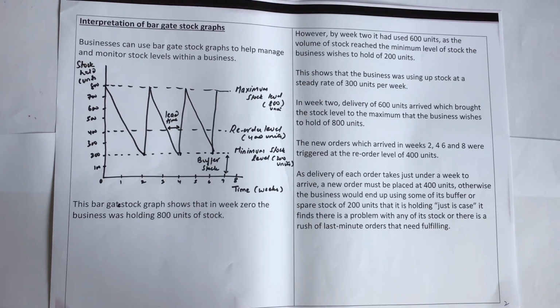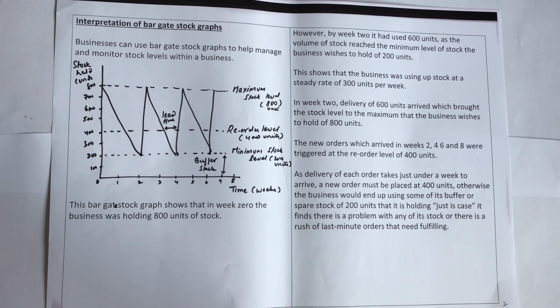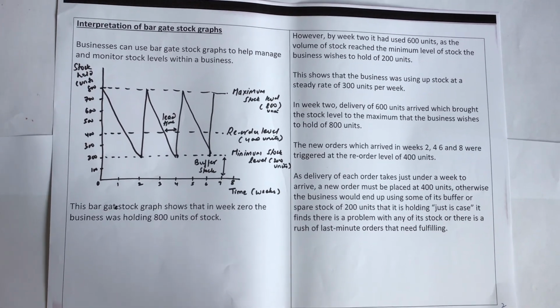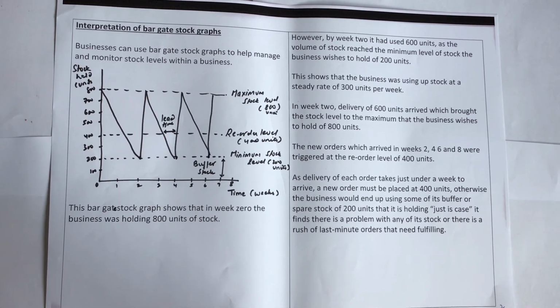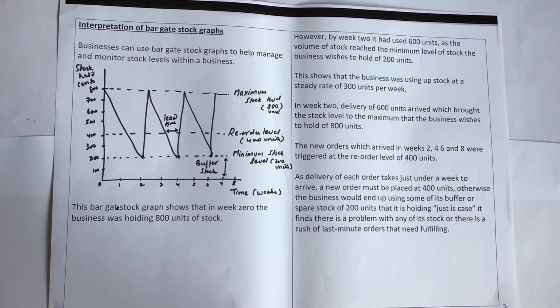In week 2, delivery of 600 units arrived, which brought the stock level to the maximum that the business wishes to hold of 800 units. The new orders which arrived in week 2, 4, 6 and 8 are triggered at the reorder level of 400 units.